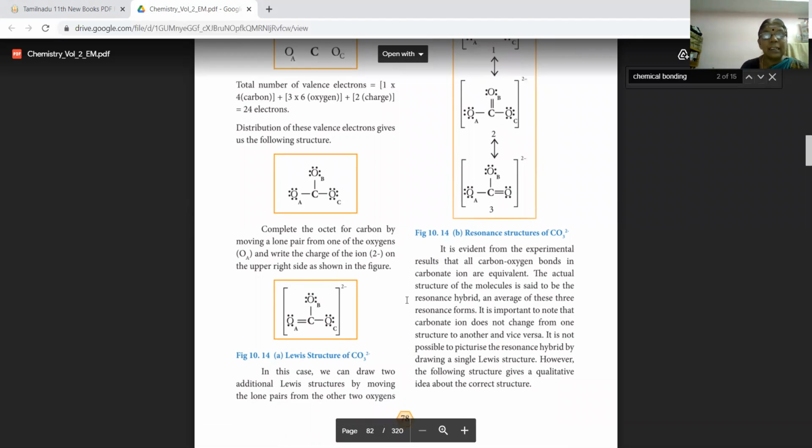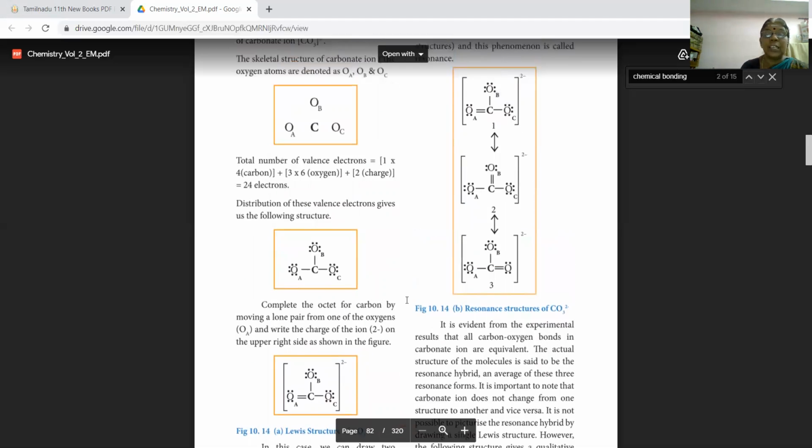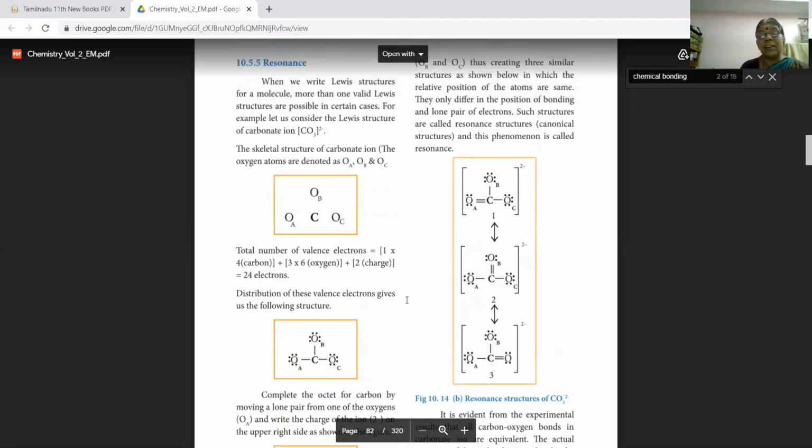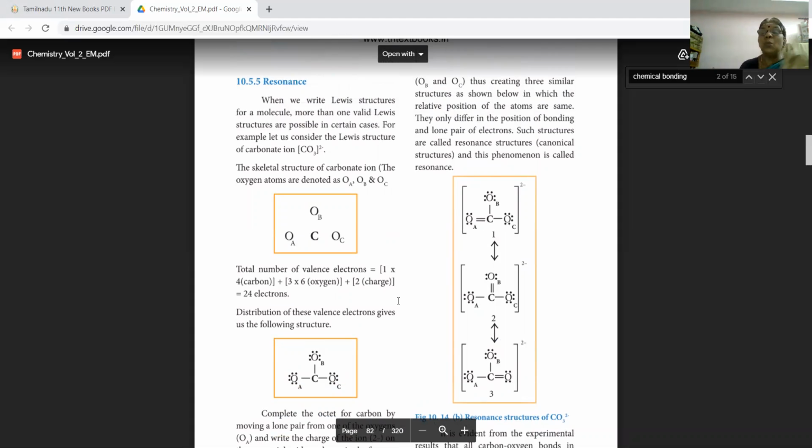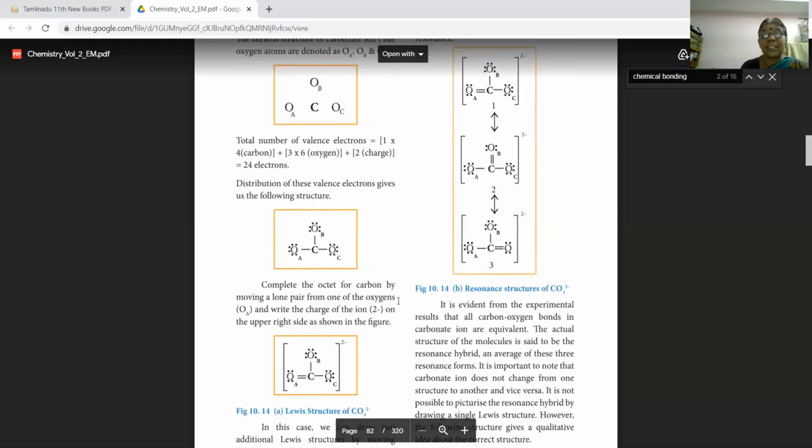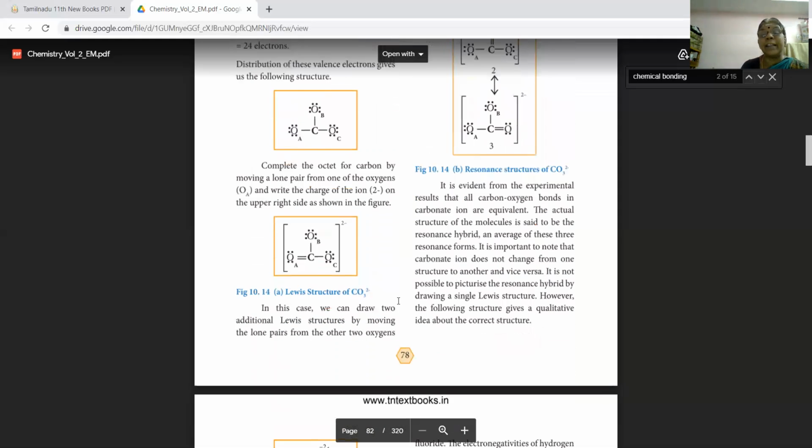Then in case we can draw two additional structures also like the same by moving the lone pair from the other two oxygen. மீதி ரெண்டு ஆக்சிஜன்ல இருந்தும் அதே மாதிரி ரெண்டு எலக்ட்ரான் எடுத்து என்ன செய்யலாம், வேற வேற இடத்துல OB ல இருந்து OC ல இருந்து எடுத்து ரெண்டு டபுள் பாண்ட் போடலாம். So we are creating three similar structures as shown below, in which the relative position of the atoms are the same. இங்க அதோட பொசிஷன் வந்து அதேதான், but they only differ in the position of bonding the lone pair of electron. Such structures are called resonance structure, and also they are called as canonical structure, and this phenomenon is called as resonance. Here the resonance structure of carbonate ion is given.